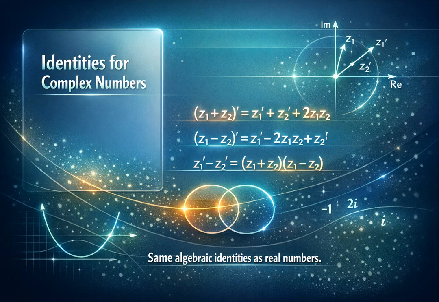Standard algebraic identities work for complex numbers too. The square of a sum, z1 plus z2, squared equals z1 squared plus z2 squared plus 2 z1 z2. The square of a difference, z1 minus z2, squared equals z1 squared minus 2 z1 z2 plus z2 squared. And the difference of squares, z1 squared minus z2 squared, equals z1 plus z2 times z1 minus z2.